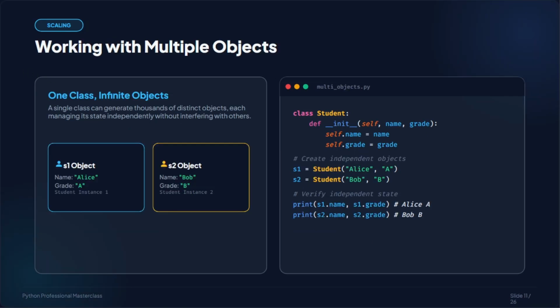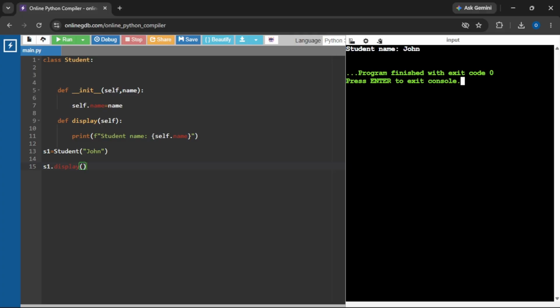Now let's see why a class is so powerful. One single class can create as many objects as we want. Every object has its own information. Let's see with an example.